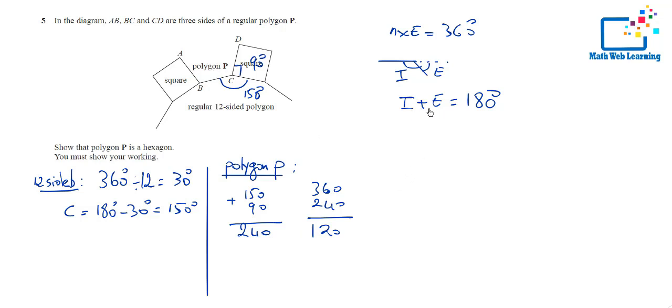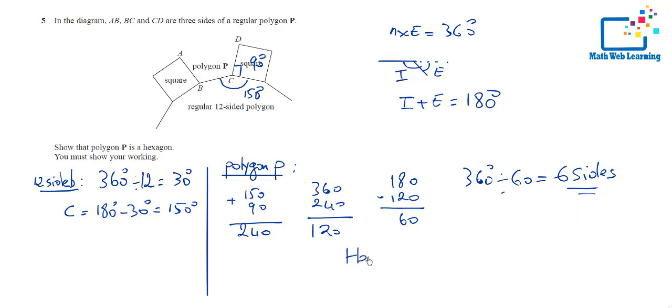So that is the interior angle P. And then we're going to do 180 minus 120 to get 60, the exterior angle. And then we're going to do 360 divided by 60, and that gives me 6. That's 6 sides. So polygon P has 6 sides, therefore it's a hexagon. That's how we do it.